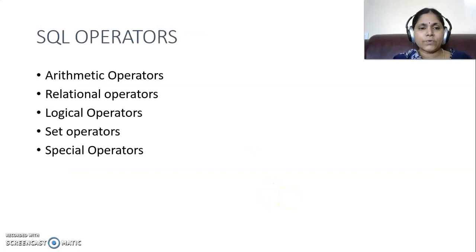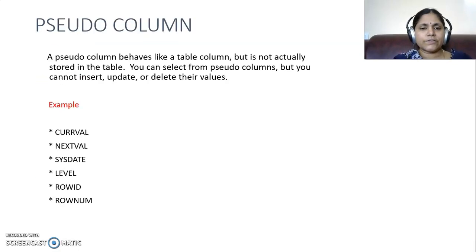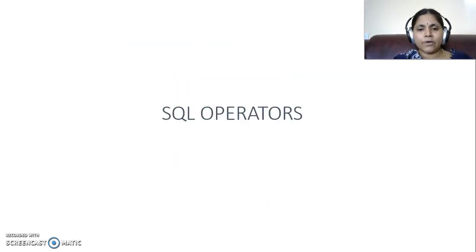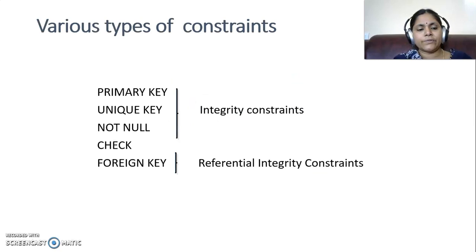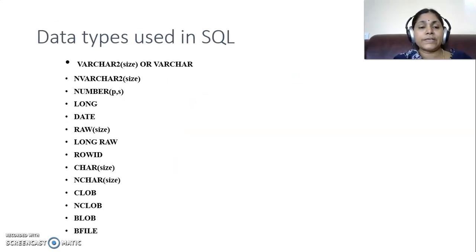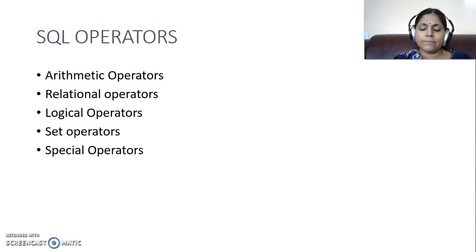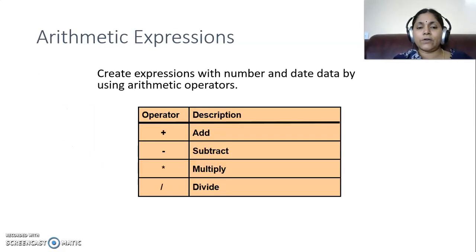Now, let us go to the SQL operators, which is our actual topic. Before continuing with the SQL topic, I have introduced some types of constraints, data types, pseudo columns and system tables. The different types of SQL operators are arithmetic operators, relational operators, logical operators, set operators, special operators. First we shall see arithmetic operators.